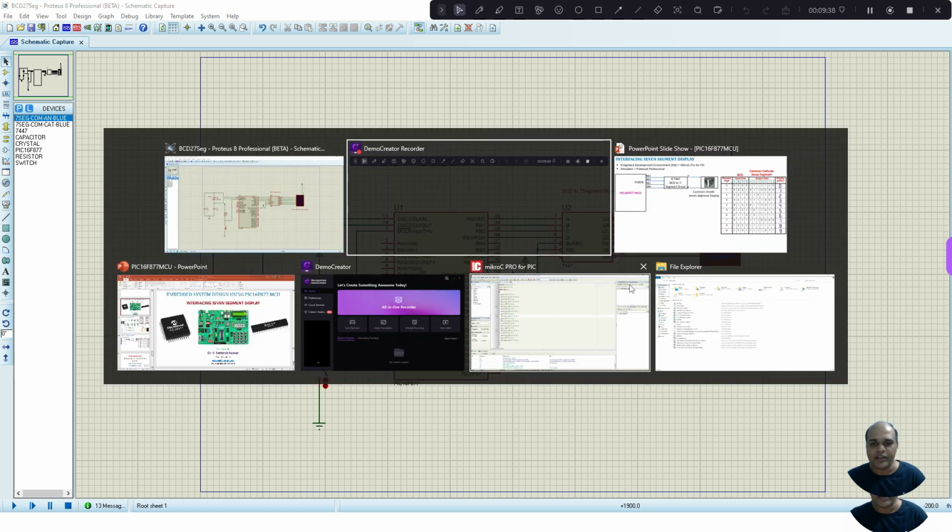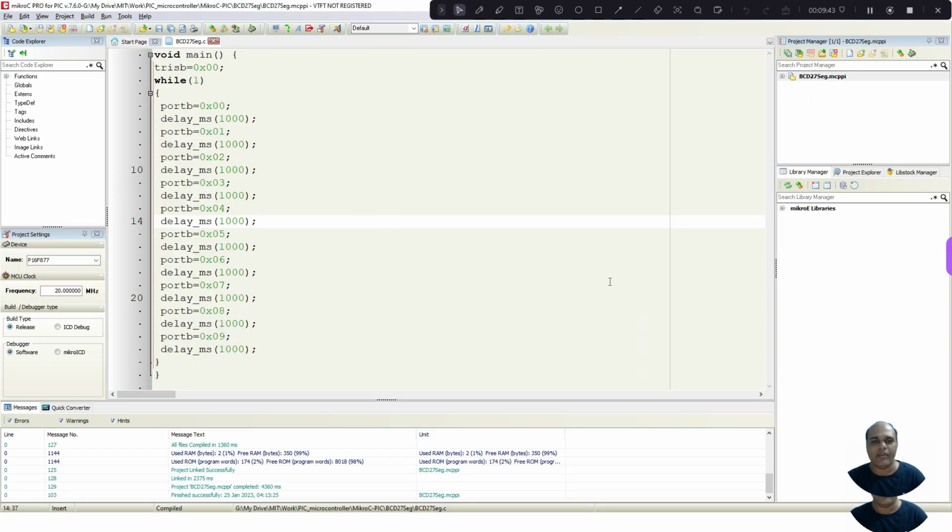The program is written using the mikroC PRO for PIC integrated development environment. Since we have connected our 7 segment to port B, I need to initialize it as an output port. In order to do that, I give TRISB. TRISB is the data direction register for port B, and it is set with 0x00, which means all the port B pins are configured as output pins.